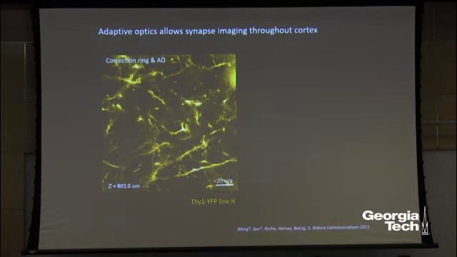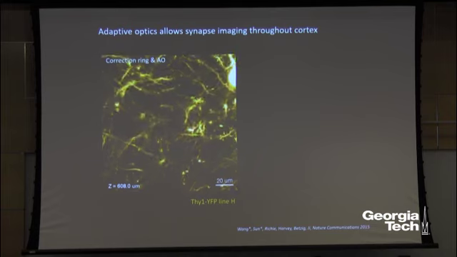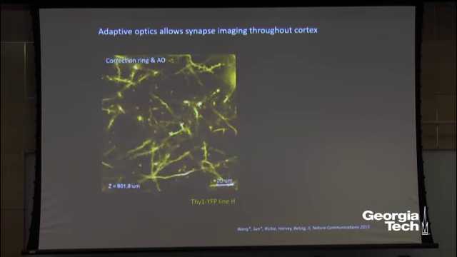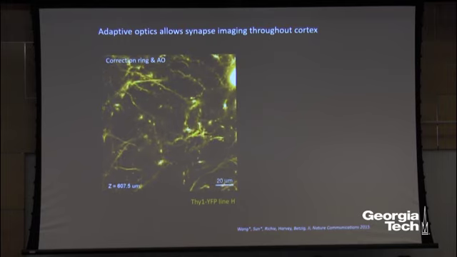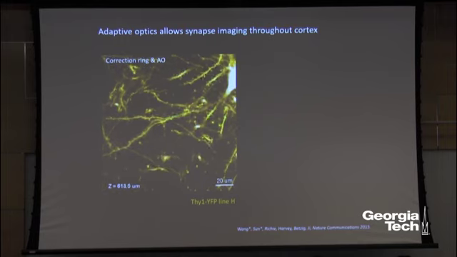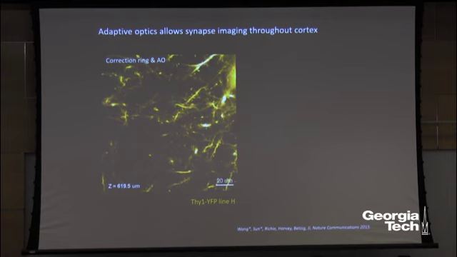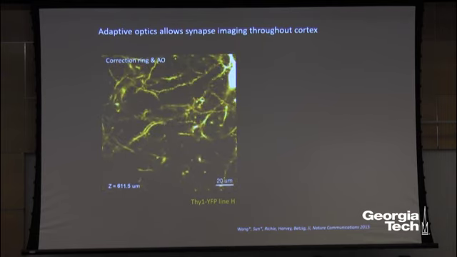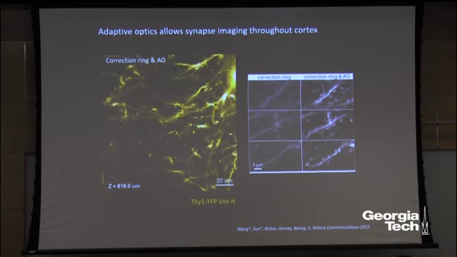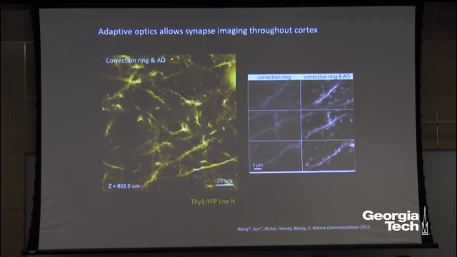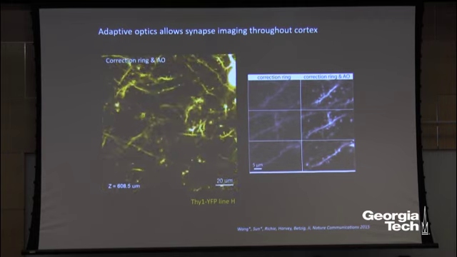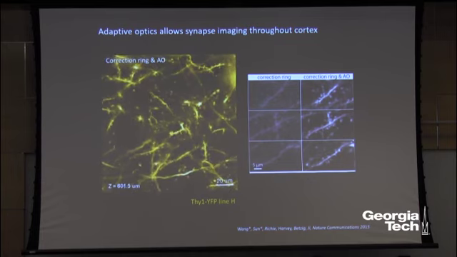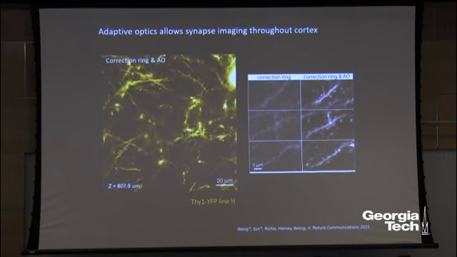And here I'm just going to show you a few examples. So here are the images of dendrites at about 600 micron below the surface of the brain, measured with the help of adaptive optics. You can see the dendrite, and you can see those little protrusions, which are the dendritic spines, imaged very clearly. But if you do not use adaptive optics and look at the same structure, you can see that the image quality is much worse.